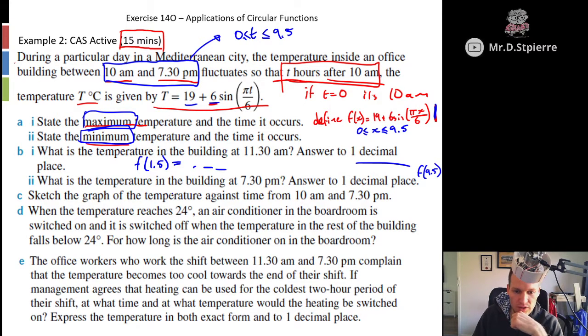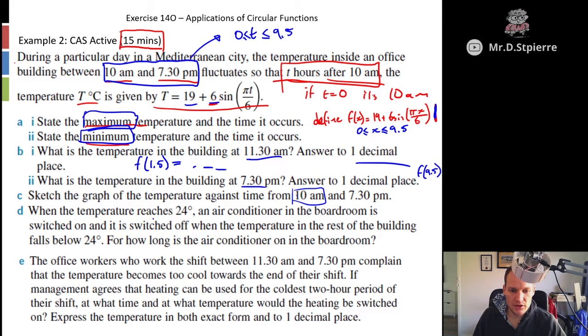Sketch the graph of the temperature against the time from 10 a.m. to 7:30 p.m. Okay, well, you've found the max and the min, so you can put that on your graph. You've got another point of reference at 11:30. You've got your 7:30 p.m., which is your end point, so you have that fine. The only thing you need to find is the temperature at 10 a.m. for your starting point. All the rest of it, you can get pretty quickly from your CAS.